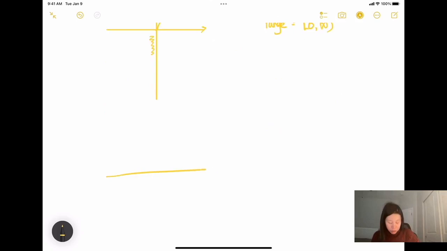Okay, and the next one is going to be the absolute value function. The function looks like a V shape, a V.